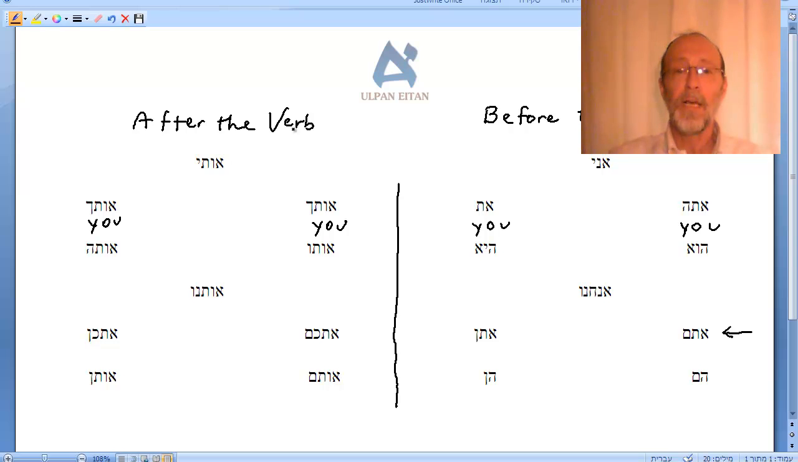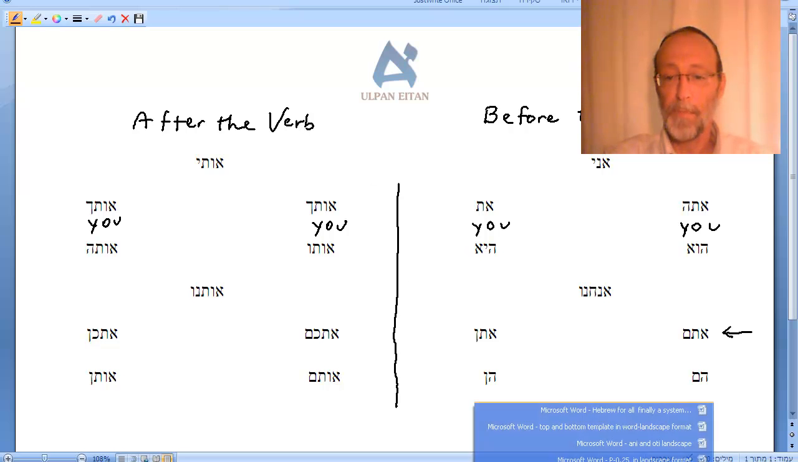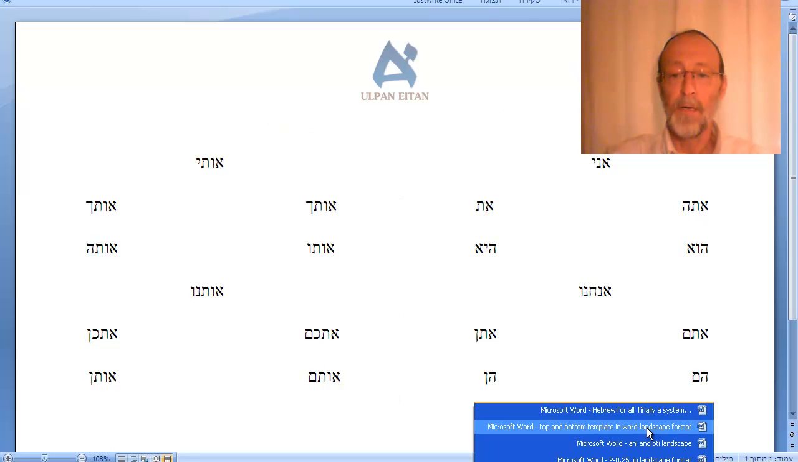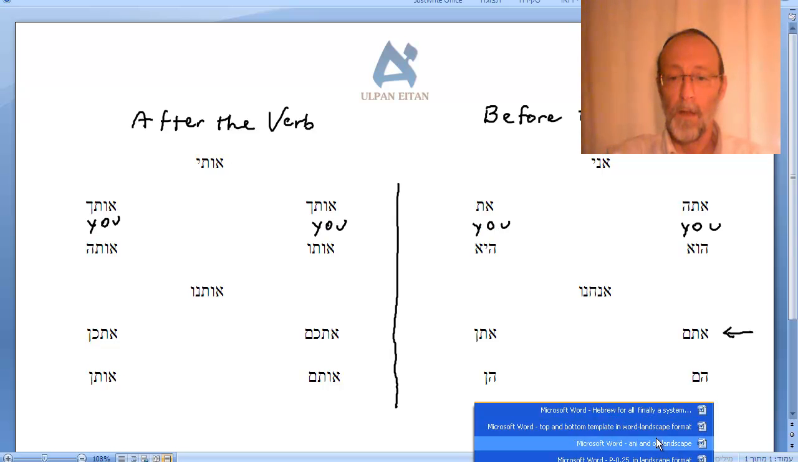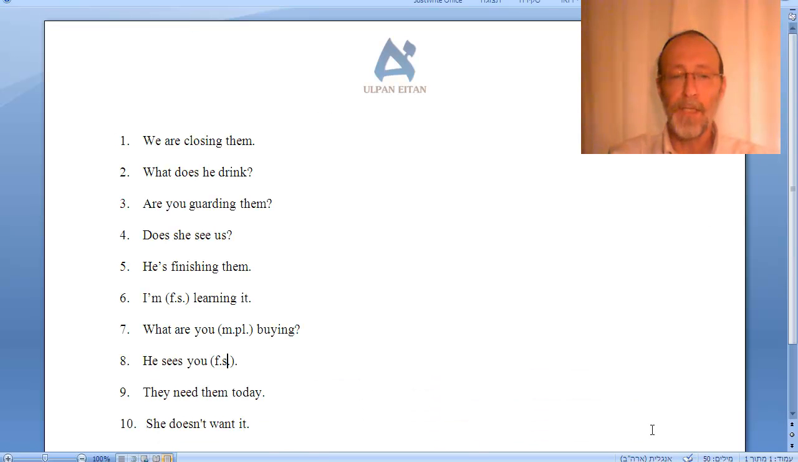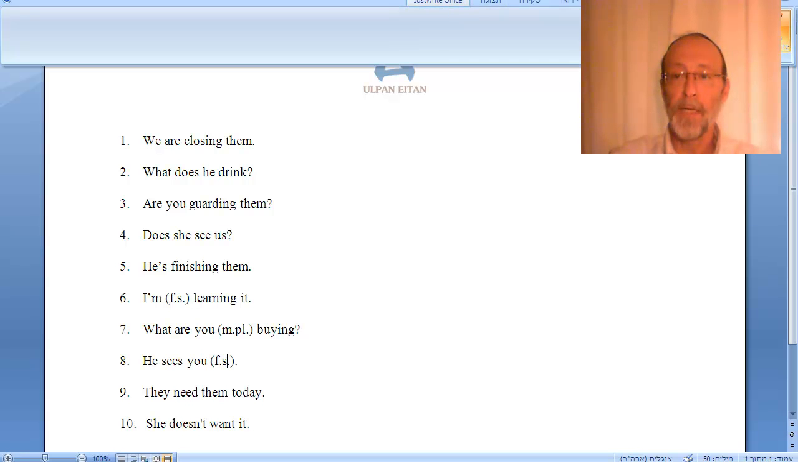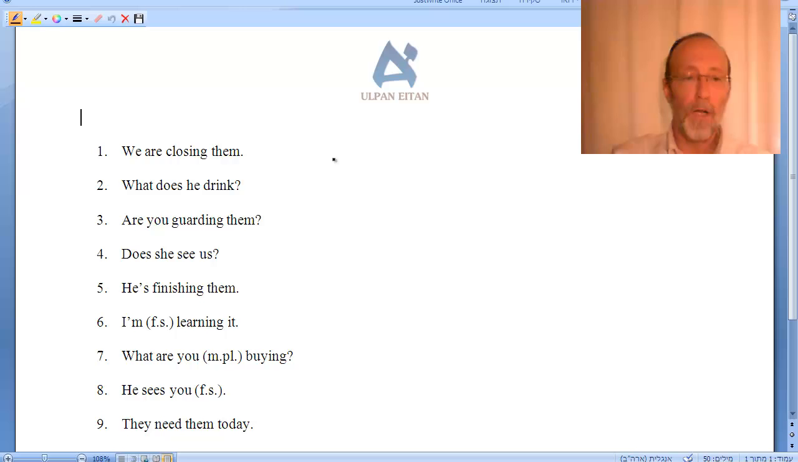What I'm going to do right now is take a, as it were, clean piece of paper, and then I'm going to show you what I meant by those concepts of before the verb. Okay, this sheet is going to be an excellent example of the necessity of being able to distinguish between which of the two charts do I want to use. Do I want to use the Ani chart or the OT chart? So I'm going to take my pen in hand, and here we go. We are closing them.